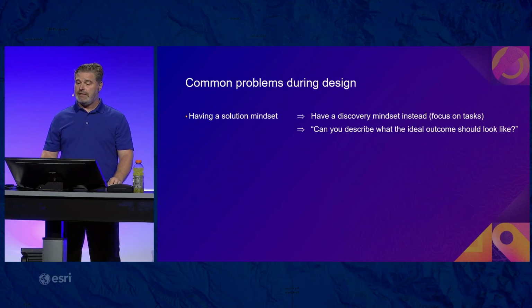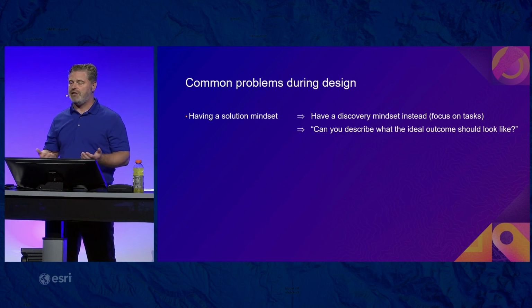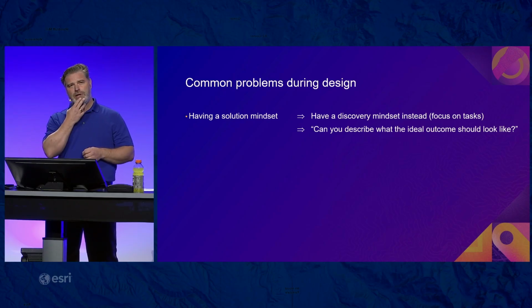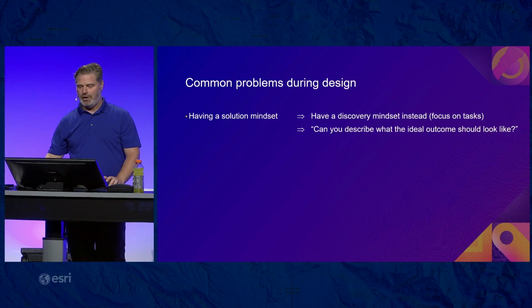Common problems that I see during design is having a solution mindset. You come into the room with a solution. We're having problems at this intersection. Can you design a stop sign? That's the solution. So what you should do is you should ask the question, can you describe what the ideal outcome should look like? And I said, ideal outcome would be that there's no crashes, people don't even have to stop, maybe they can flow somehow. Okay, you get the point.